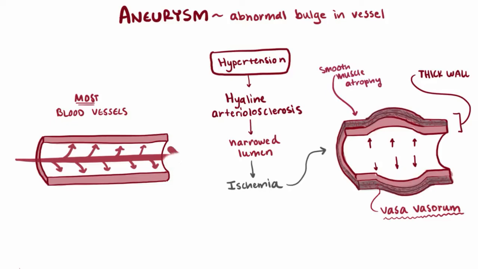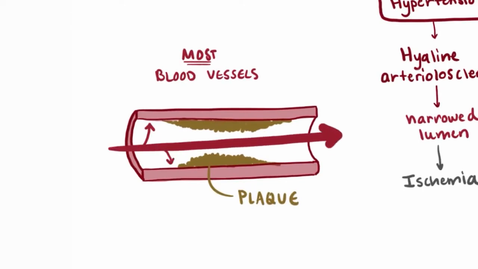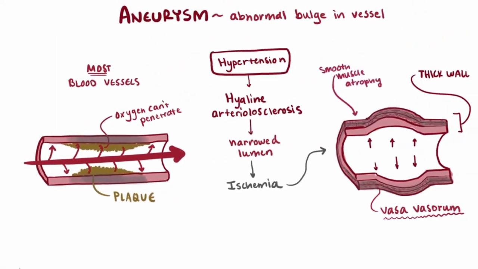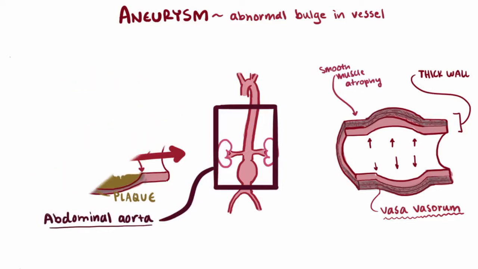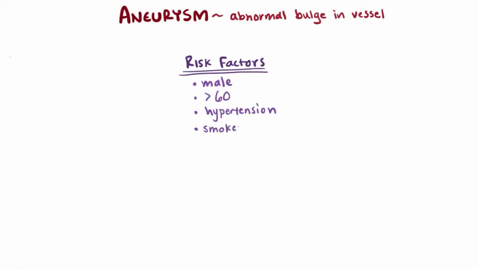The same thing can happen in blood vessels without vasa vasorum if we have a bunch of plaque building up on the tunica intima thanks to our friendly neighborhood atherosclerosis. Oxygen just can't penetrate all of the layers of the wall. You can see this type of aneurysm often in the abdominal aorta, where blood pressure is high and the aorta walls are nourished by passing blood. If you think about this, it's no wonder then why both aneurysms and atherosclerosis share similar risk factors. They're usually people who are male, who are over the age of 60, and who have hypertension and smoke.